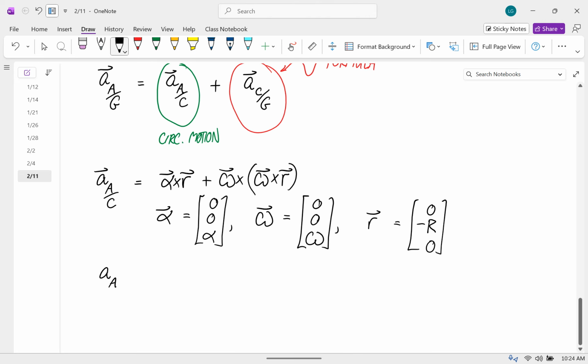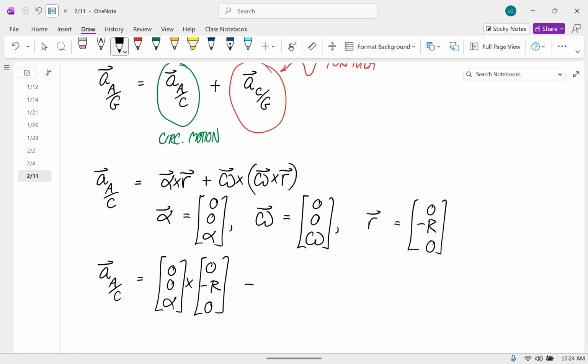And so the acceleration of A relative to the center is 0, 0, alpha, crossed with 0, negative r, 0, plus 0, 0, omega crossed with the quantity 0, 0, omega cross 0, negative r, 0.